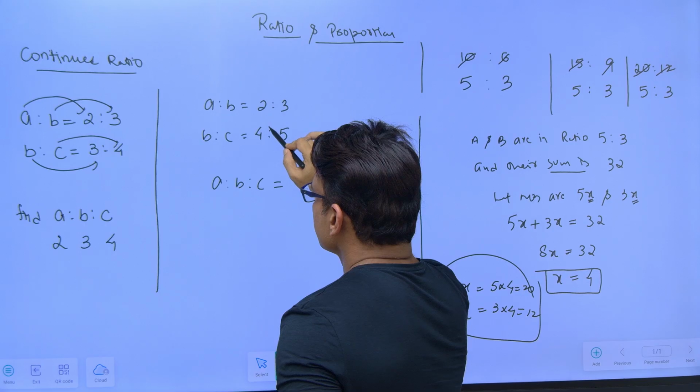Now you read it again: when A is 8, B is how much? 12. And when B is 12, C is how much? 15. Now check the ratio of A to B. What is the ratio of A to B? 2 is to 3. 4 twos are 8, 4 threes are 12. Check the ratio of B to C. Cancel with 3. 3 fours are 12, 3 fives are 15. See? 4 is to 5, right?